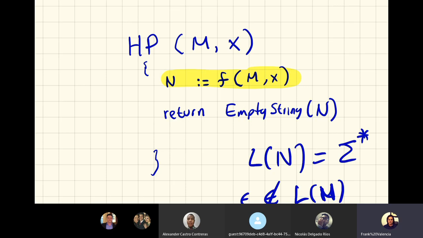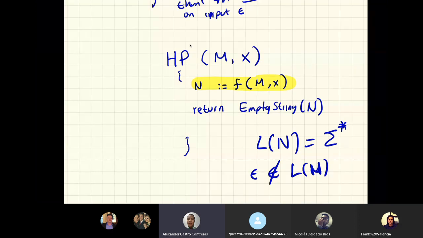Otherwise, please check the notes. Y todo esto era para demostrar que el problema de que la máquina universal aceptase una máquina que aceptara... All this was to prove that this problem is undecidable, to know if the machine N accepts the empty string. Because I just solved the halting problem, but the halting problem is unsolvable. Then that's it. Okay?